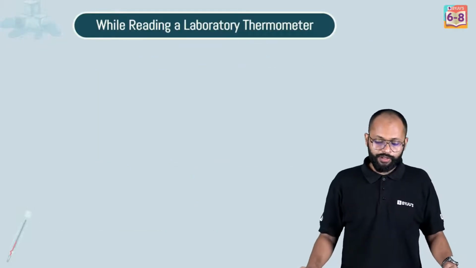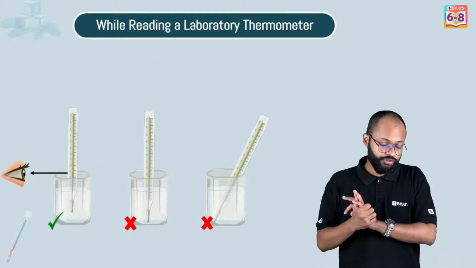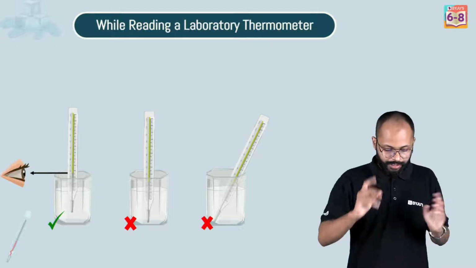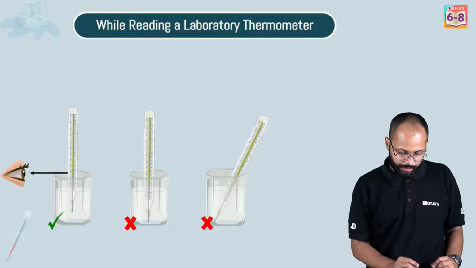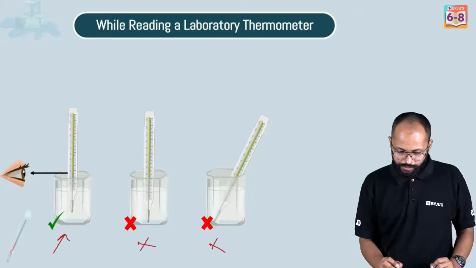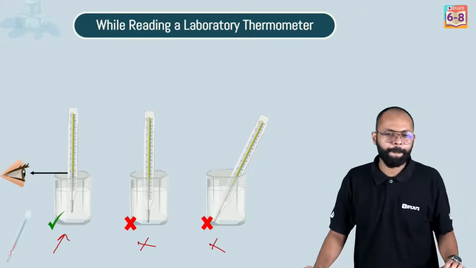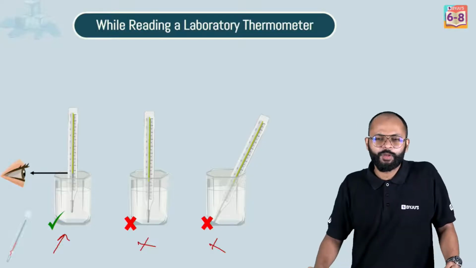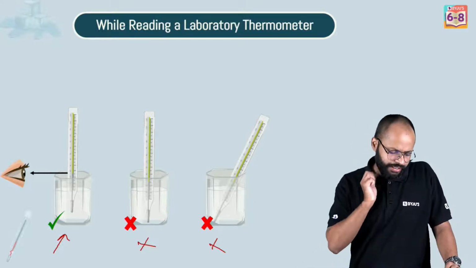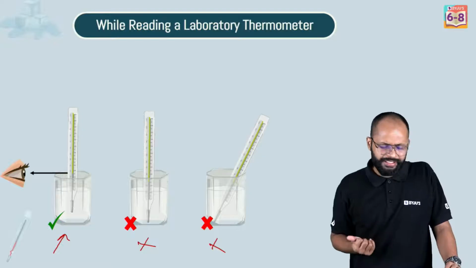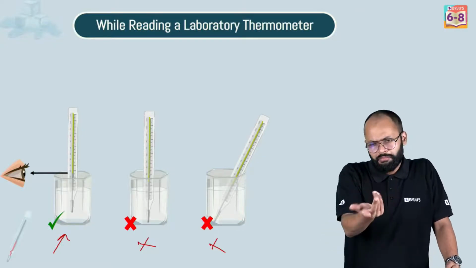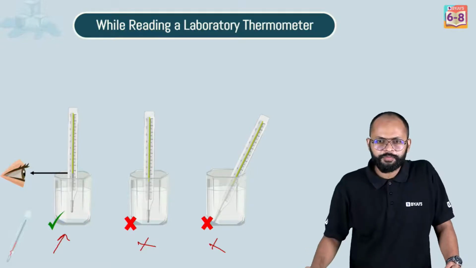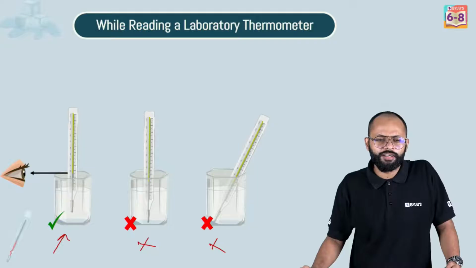So while reading a laboratory thermometer, there are things which should be taken care of. So tell me, in this picture, you see there is a green tick on this one, but there is a red tick on these ones. Why? Why is it? What is wrong over there? In first one also it looks fine to me. In second one, it's a little low, but still all right. In third one, it's just tilted. What is the problem? Right? What is the problem?